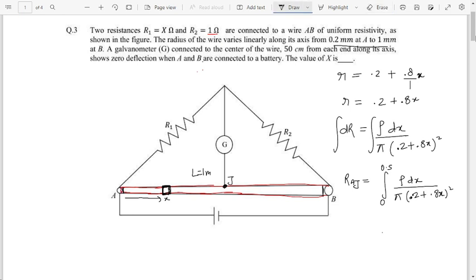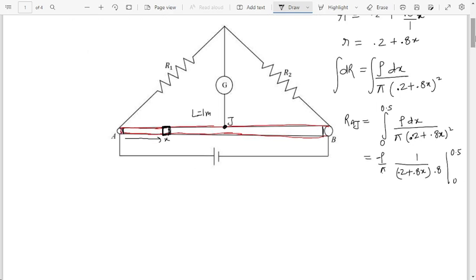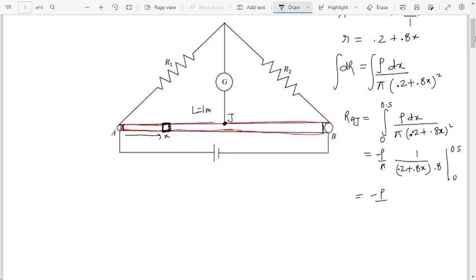So this is going to become rho by pi, and dx upon (0.2 plus 0.8x) whole square. What does this become? This will give (0.2 plus 0.8x) to the power of minus 1, divided by 0.8, with the limits 0 and 0.5. So what are we going to get here? This will become minus rho upon 0.8 pi, and if you put x as 0.5, this will become 0.4 plus 0.2, which is 0.6, minus 1 by 0.2, right? So this is the resistance R_AJ.